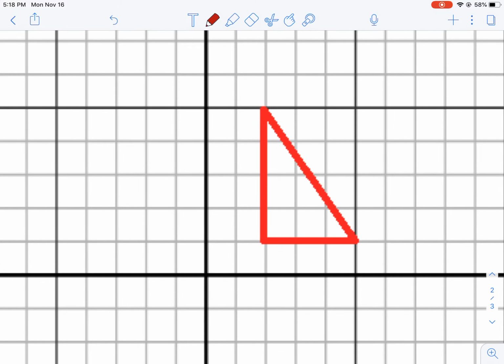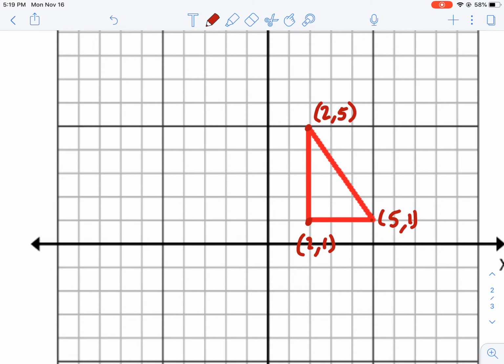All right, so we've got 3 points here that we need to look at. This is 2, 1. This point is 5, 1. And this point right here is 2, 5. And so the points are going to flip, but we know it's going to be moved into this quadrant right here in the top left.